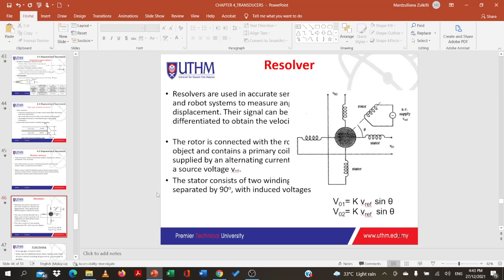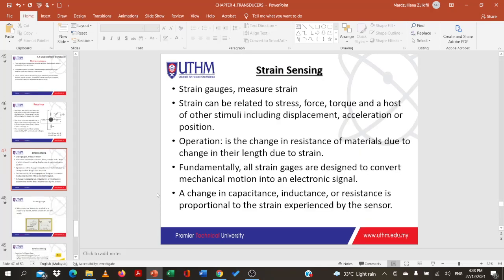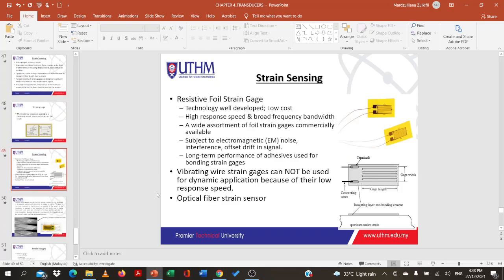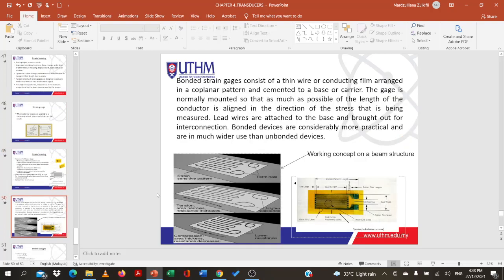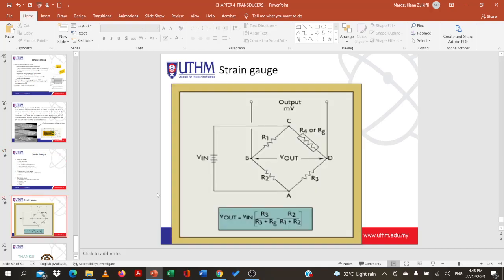Okay, this is about resolver, strain sensing, strain gauge. Okay, this one is strain sensing again. Okay, this is the last one, about strain gauge also.